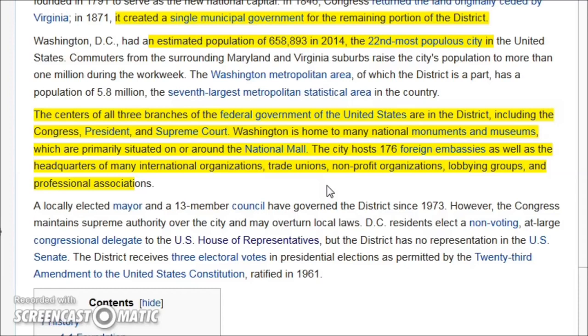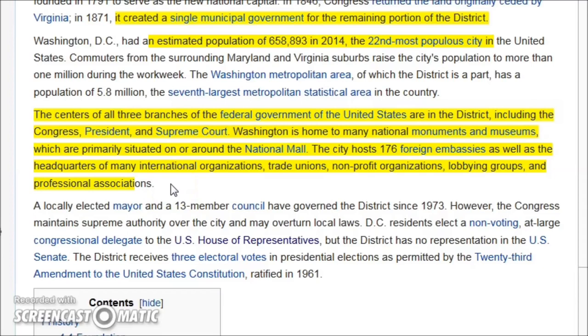Washington is home to many national monuments and museums. The city hosts 176 foreign embassies, as well as headquarters of many international organizations, trade unions, nonprofit organizations, lobbying groups, and professional associations. One of the tricks they pull for the National Governors Association, which is based in Washington, D.C., is all the governors get together and come to a separate city-state called Washington, D.C., and they make all their rules and laws, and they form their lobbyist groups, and then they put on their governor's hats and go back to the United States of America, and they enact their laws in their states. We'll get into that another time.